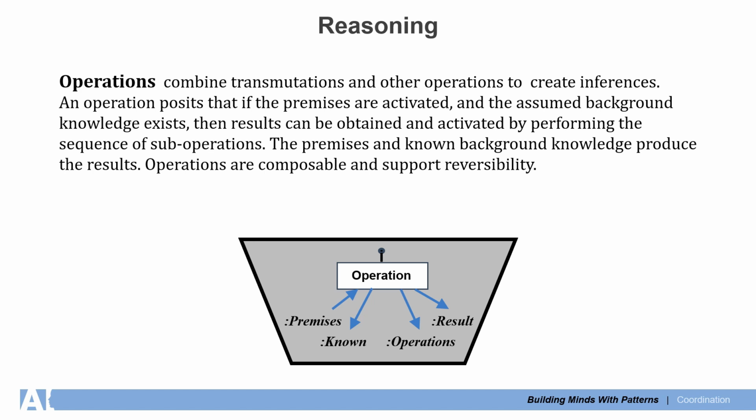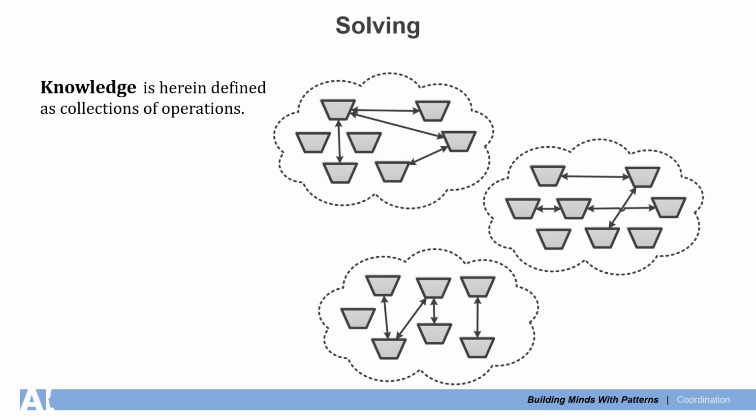Operations combine transmutations and other operations to create inferences. An operation posits that if the premises are activated and the assumed background knowledge exists, then results can be obtained and activated by performing the sequence of sub-operations. The premises and known background knowledge produce the results. Operations are composable and support reversibility. Knowledge is herein defined as collections of operations.